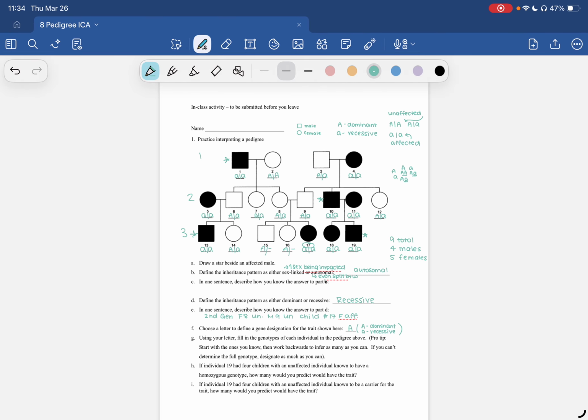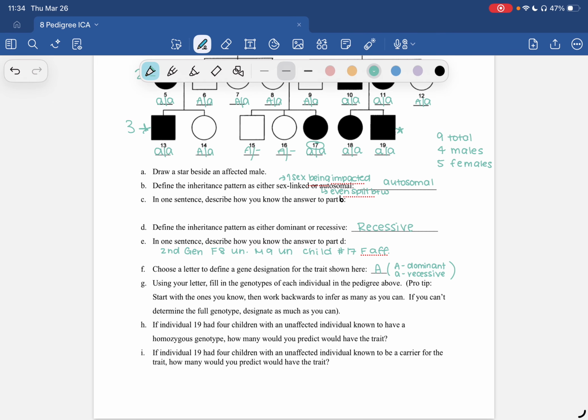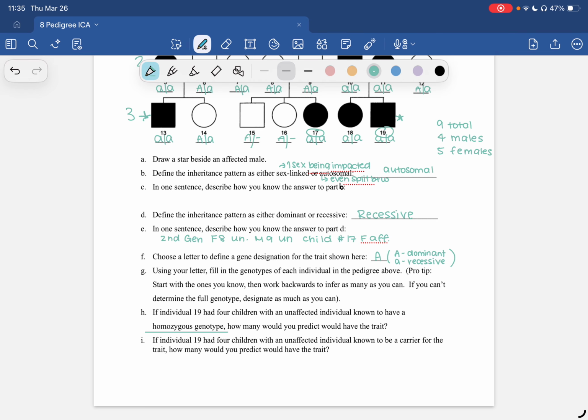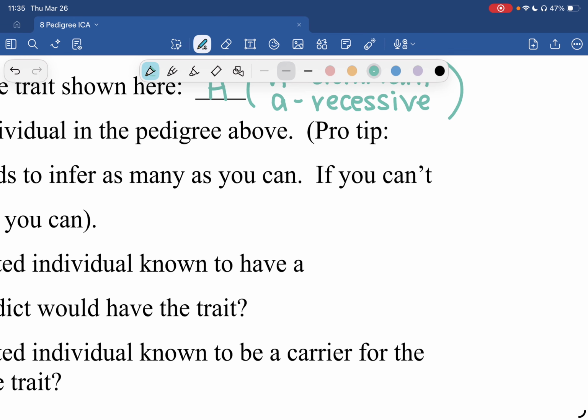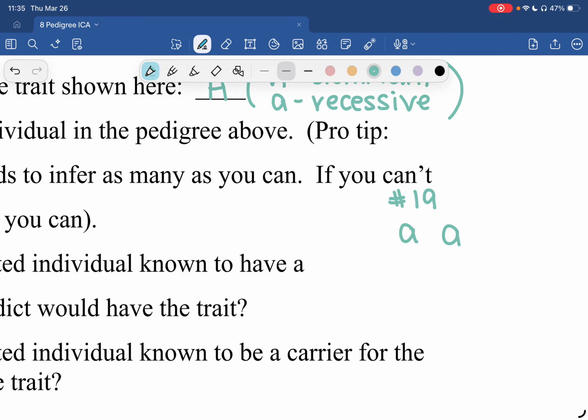Okay. So next, she's asking if individual 19 had 4 children with an unaffected individual known to be a homozygous genotype, how many would you predict would have the trait? So number 19, let's go all the way over here. We have a, so homozygous recessive. So we are going to do a homozygous recessive, which again is number 19. And then we are going to cross it with an unaffected individual who has a homozygous genotype.